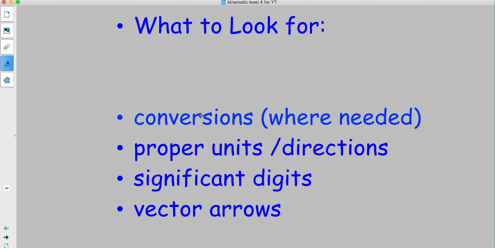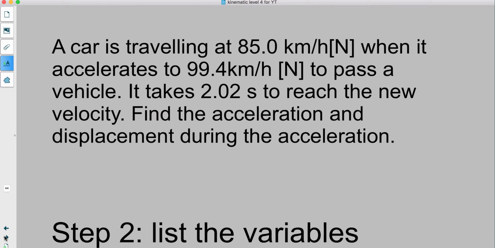Conversions. When using kinematic equations, we have to make sure that we are using base units like seconds for time, meters per second for velocity, meters per second squared for acceleration, and meters for displacement. So if you happen to have something in a unit that's not one of those base units, we have to convert it. And directions, so this is a vector direction, make sure that they are all lining up properly. Make sure that you are adhering to significant digits. And make sure that you are carrying your vector arrows and ensuring that you have vectors as you go through the solution.